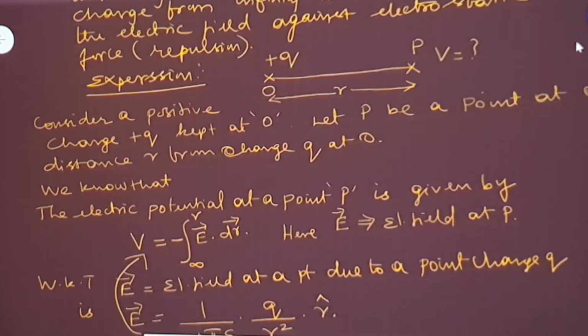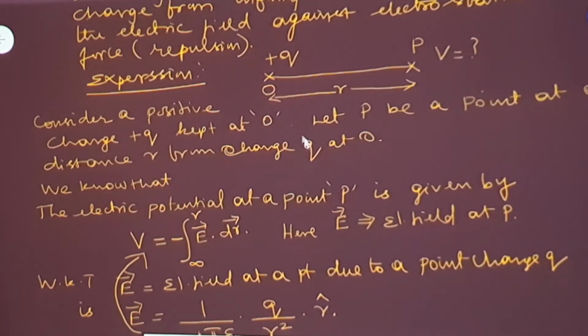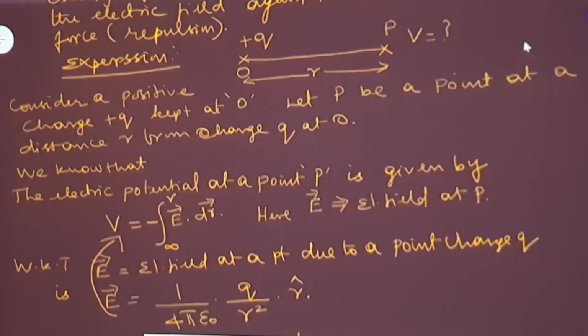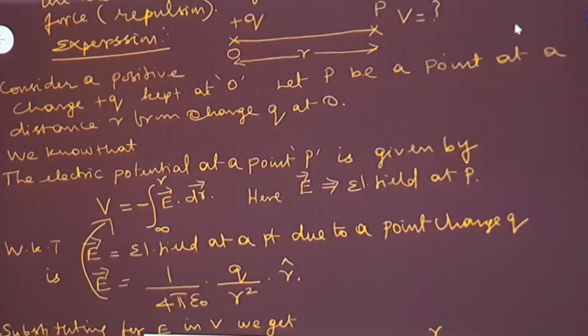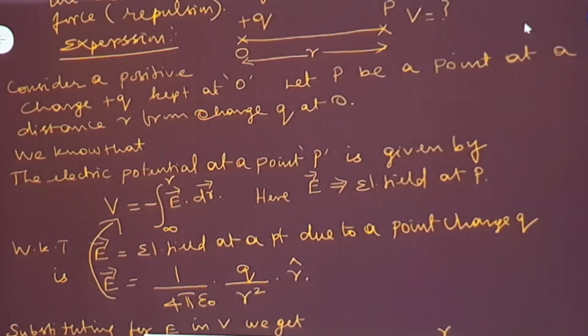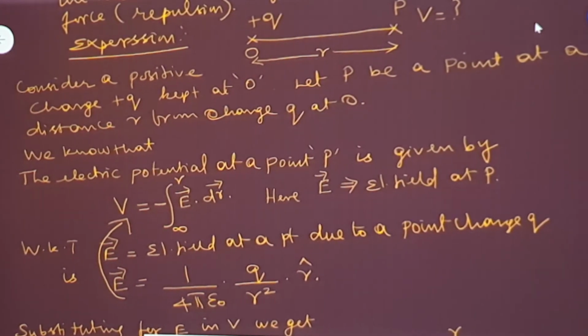Now, in order to derive the expression, I am considering a simple diagram. In air medium, consider a point O where a charge plus Q is placed. You consider another point P, and at this point P we have to calculate the potential. Now, you write or consider a small description. Consider the positive charge plus Q kept at the point O. Let P be a point at a distance R from the charge Q at O.